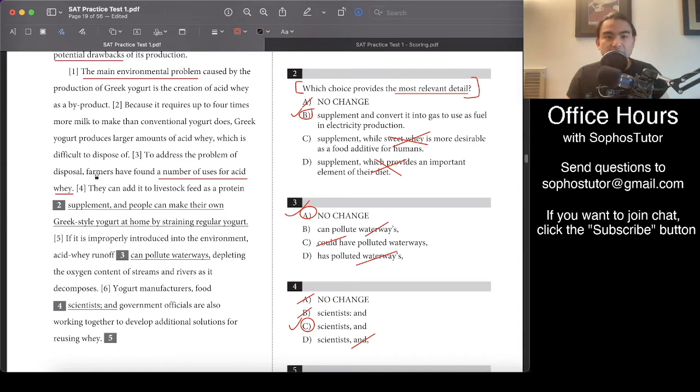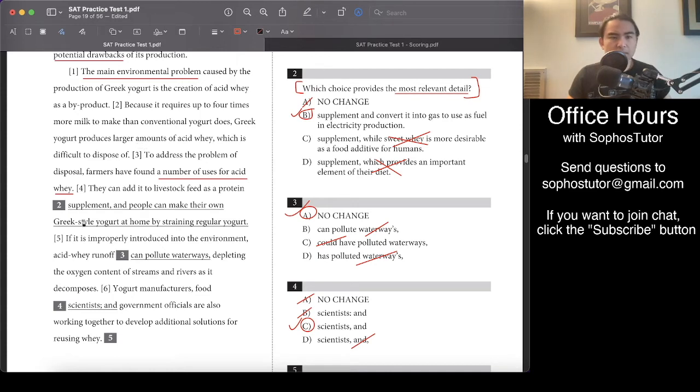Now, this does seem appropriate due to the logic that we said before. Right? You can talk about the main environmental problem caused by Greek yogurt, and that environmental problem, in this case, is that acid whey is difficult to dispose of, and then if you improperly introduce it into the environment, acid whey runoff can pollute waterways and do all these other bad things. Okay, I can go with that.